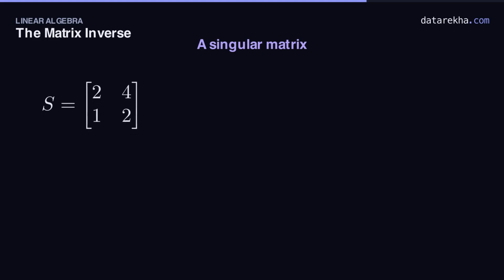Now a cautionary example. A matrix that has no inverse at all. Here is S, 2, 4, 1, 2. It looks perfectly ordinary. Let's test it the only way that matters. Compute the determinant. 2 times 2 is 4. 4 times 1 is 4. And the difference is 0. The determinant vanishes, which means instantly S is singular.